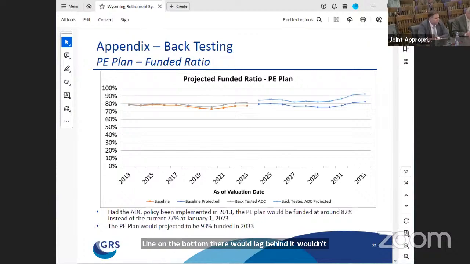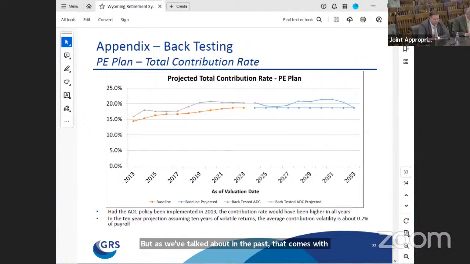But as we've talked about in the past, that comes with increased contributions. And so on slide 33, you can see that orange line, those are the contributions that were in effect over that period from 2013 to 2023. And that gray line on top would have been what the actuarially determined contribution would have looked like.